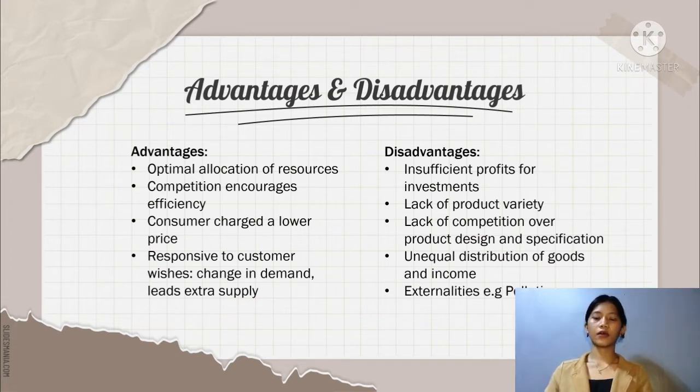Consumers charge a lower price. In this type of market, the price of a product or service is fixed by the demand and supply mechanism. If any trader charges a higher price, then customers are free to buy products from another shop. So consumers can fulfill their requirements at a lower price. And lastly, responsive to consumer wishes.